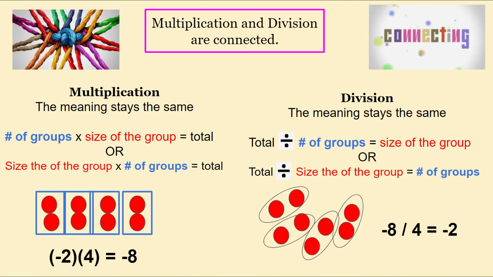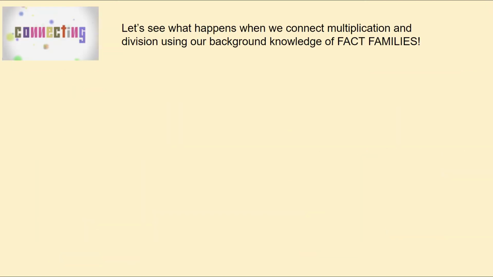Like I said, I could have done it the other way around and put them into maybe 2 groups of size -4. This fraction bar, we want to start to recognize is division. So that's why I chose to show it with a division symbol. All right, so now let's see what happens when we connect multiplication and division using our background knowledge of fact families.